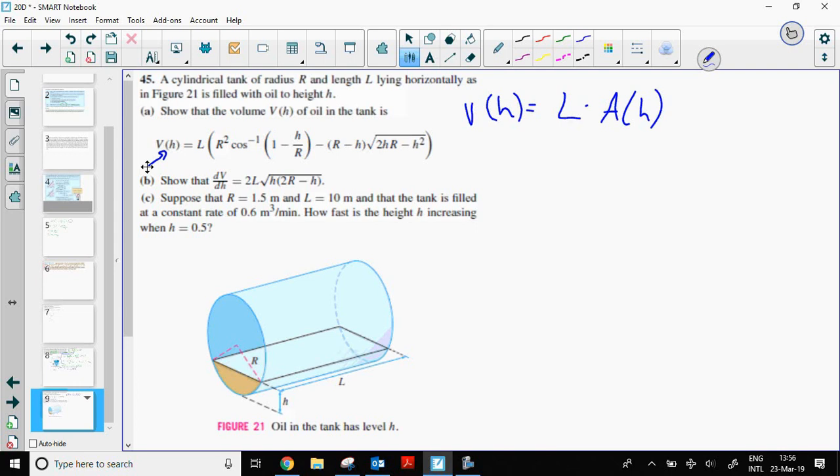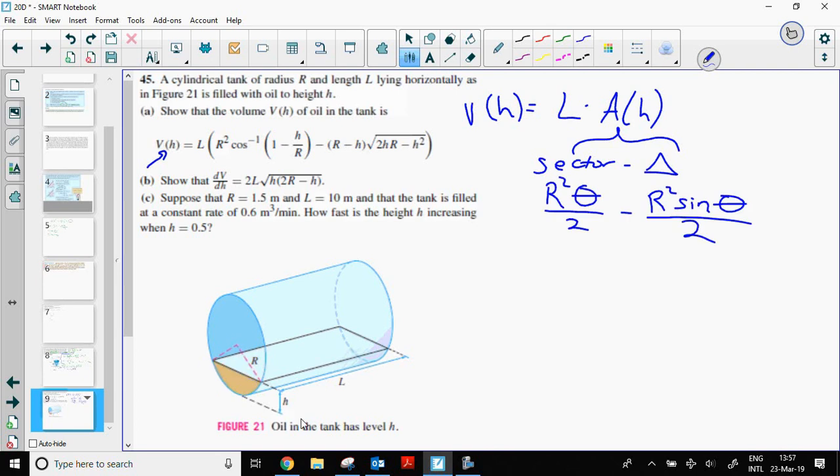So A of h is equal to the area of, as I said, that segment of the circle, and we can calculate that by taking the area of the entire sector of the circle and then subtracting away the area of the triangle. If we call the central angle of the circle theta, and then just use the area of a sector and the trig area of a triangle formula from our data booklet, we get this expression here.